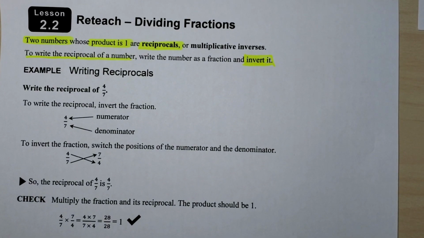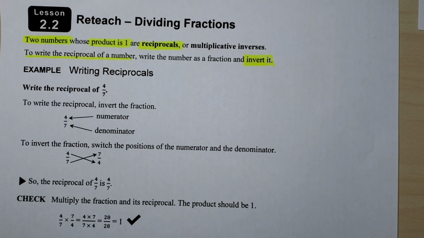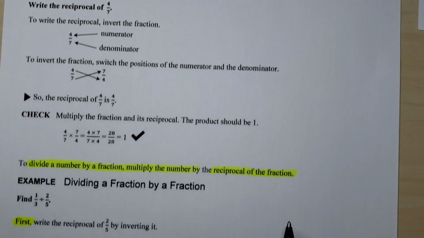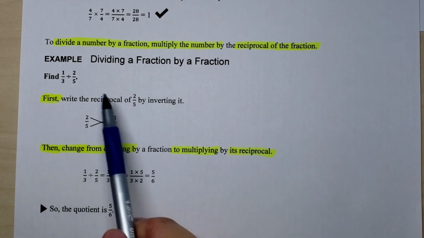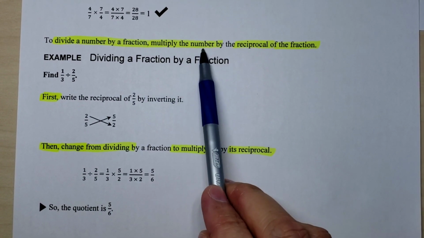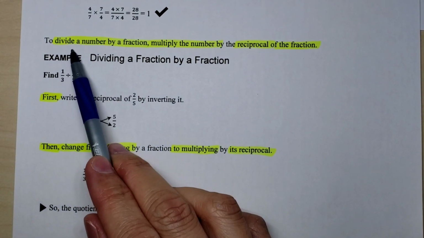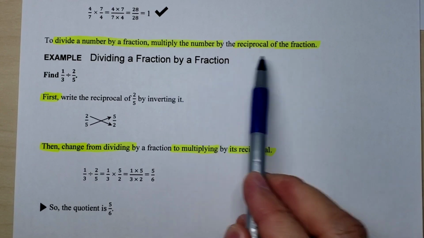Hello, sixth graders. So let's review how to divide fractions by a fraction and dividing fractions by a whole number. When we divide fractions, we remembered that to divide a number by a fraction, you multiply the number by the reciprocal of the fraction. So dividing is the same thing as multiplying by its reciprocal.